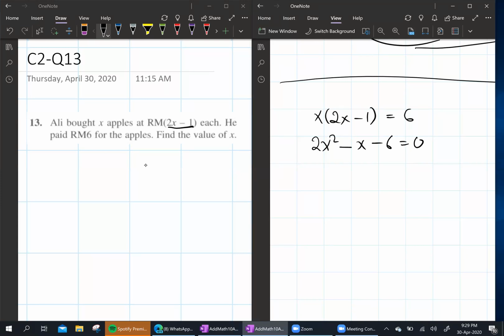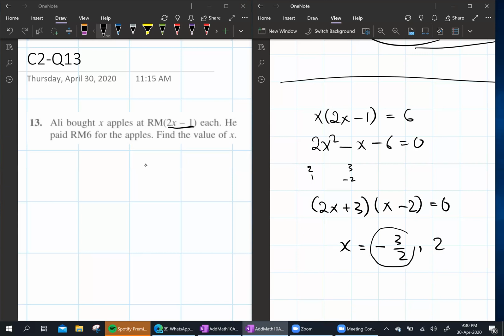Then can factorize or not? Yes. 3 times 2, 4. This is minus, right? Plus. So x plus 3, x minus 2 equals to 0, right? Equals to minus 3 over 2 and 2. So can x be minus 3 over 2 or not? Cannot. So it must be rejected. Can he buy minus 3 apples or not? Apples cannot buy minus 3 apples, isn't it? So it's 2. Rejected. Yes, the answer is 2. Okay.